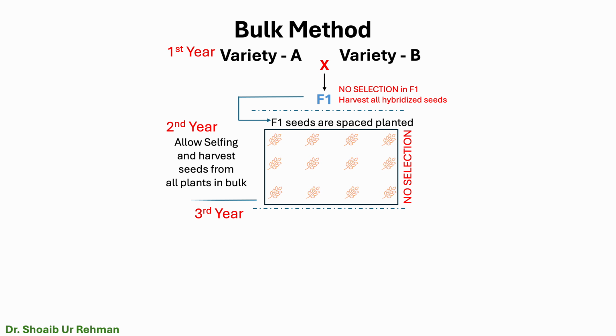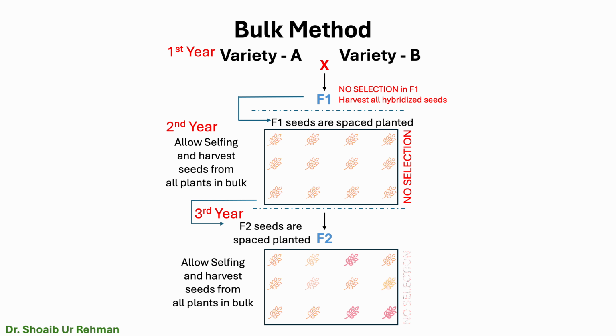Similarly, in the third year, we plant all the seeds which we harvested from the second year and use them to grow the F2 population. Again, you can see from the figure, it is a very clear indication that here the segregation comes. So whenever we're dealing with the bulk method, we should not perform selection in the F2 generation.